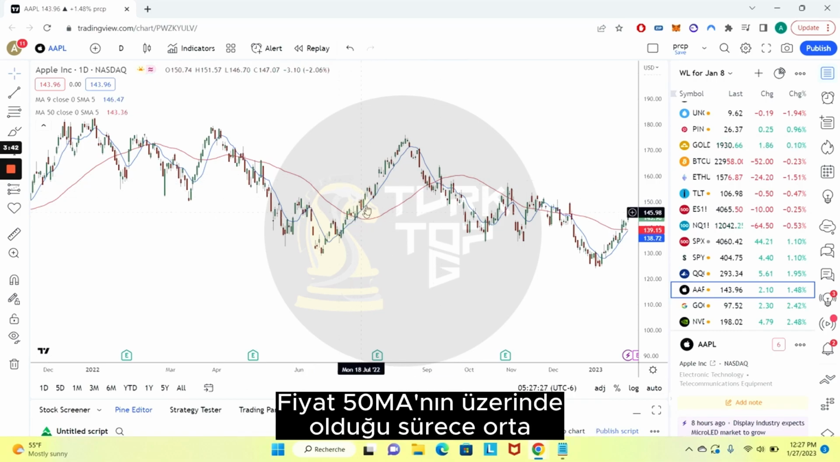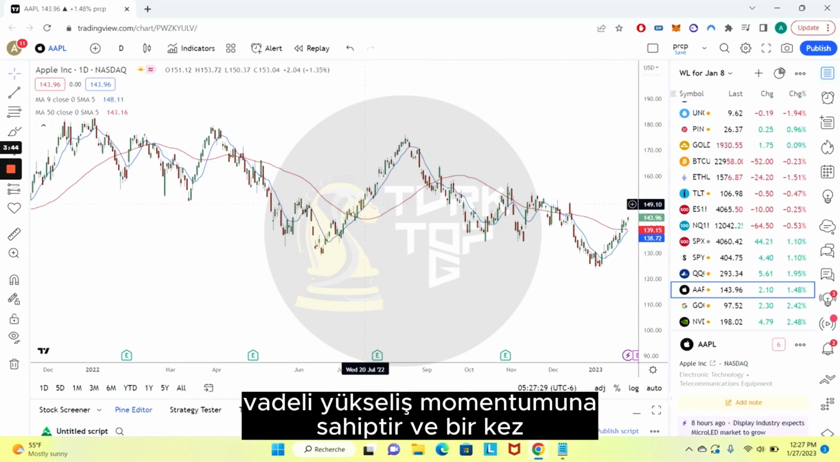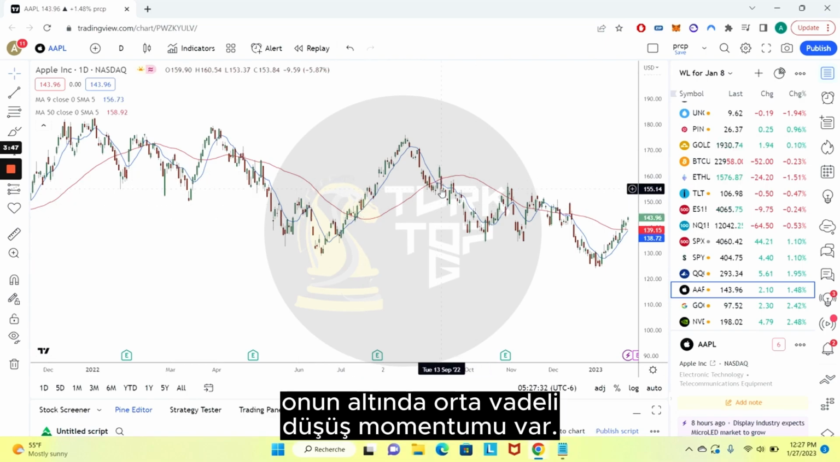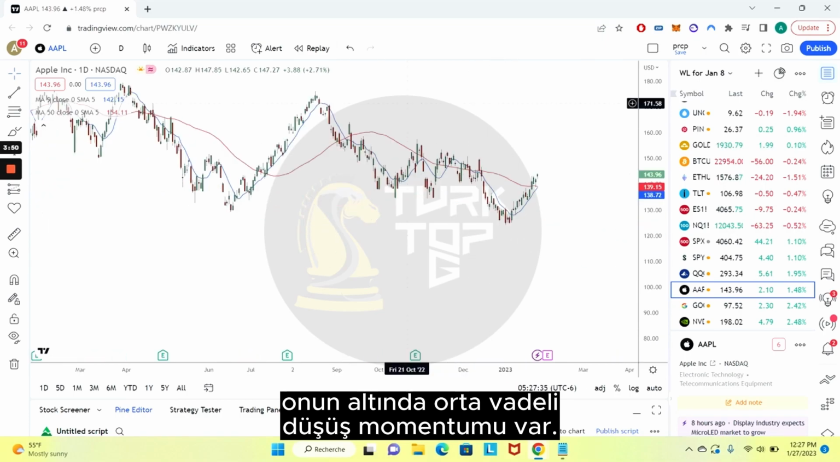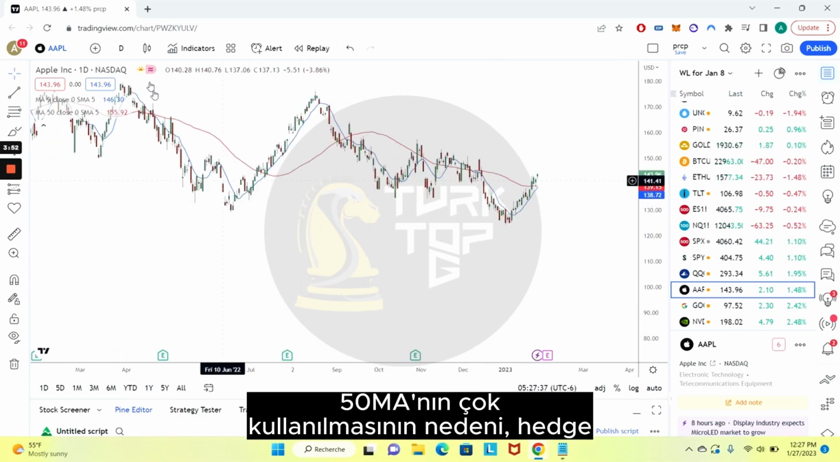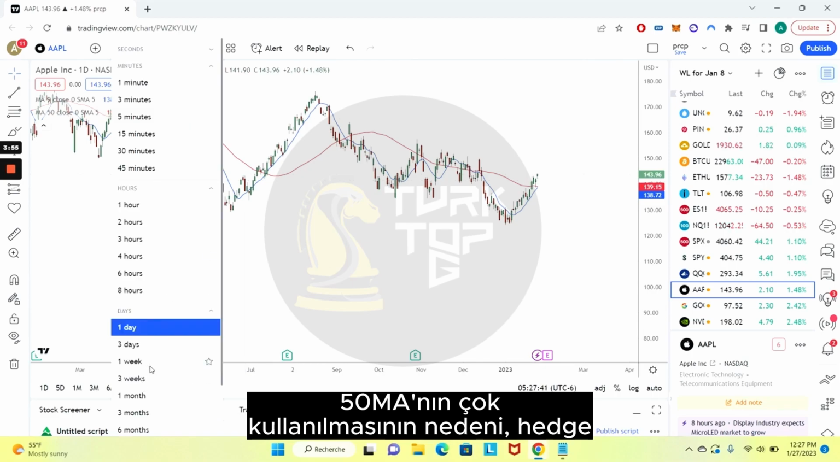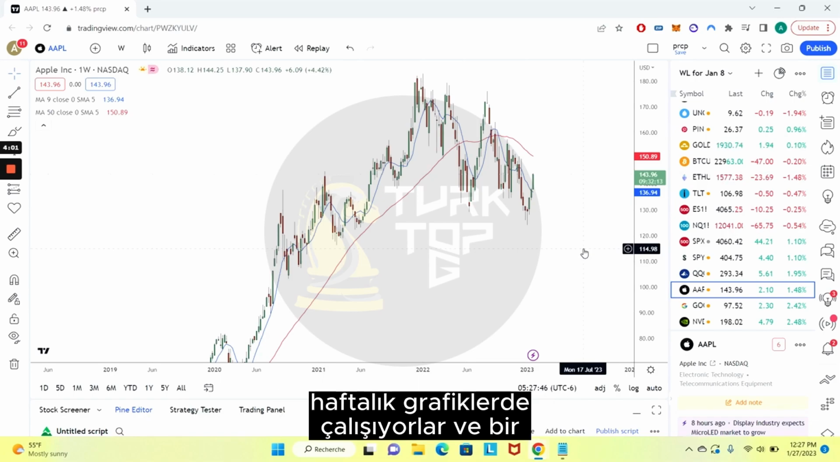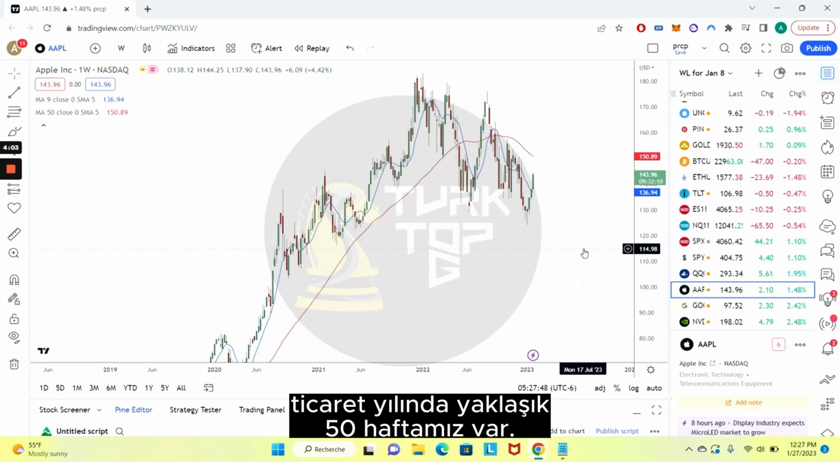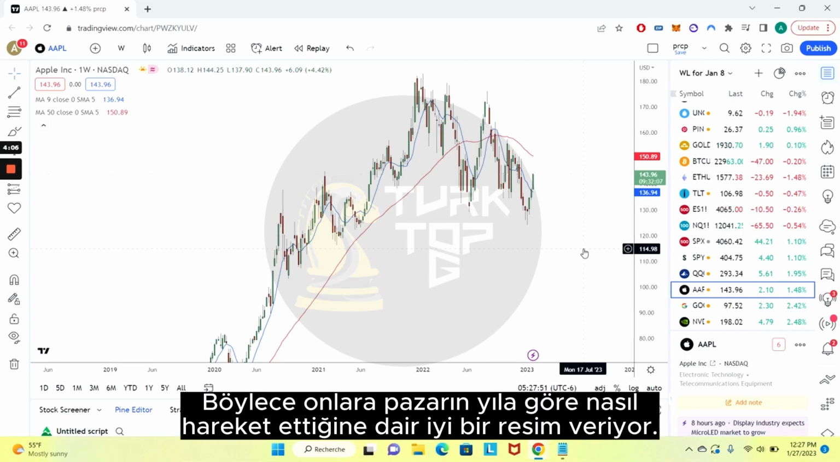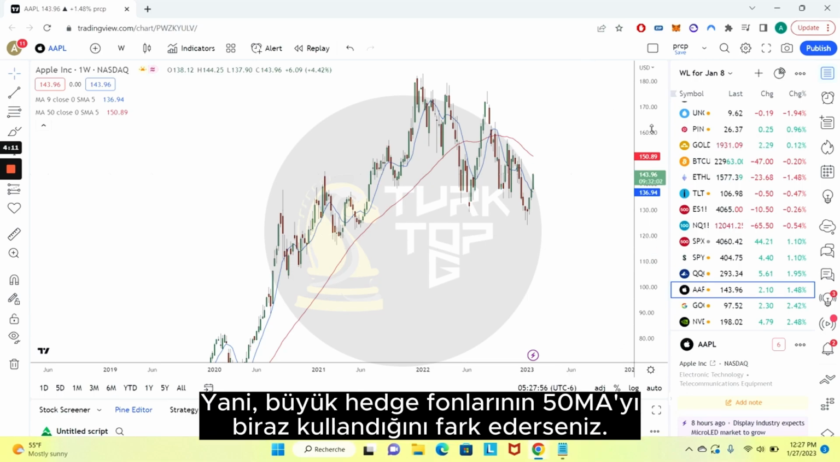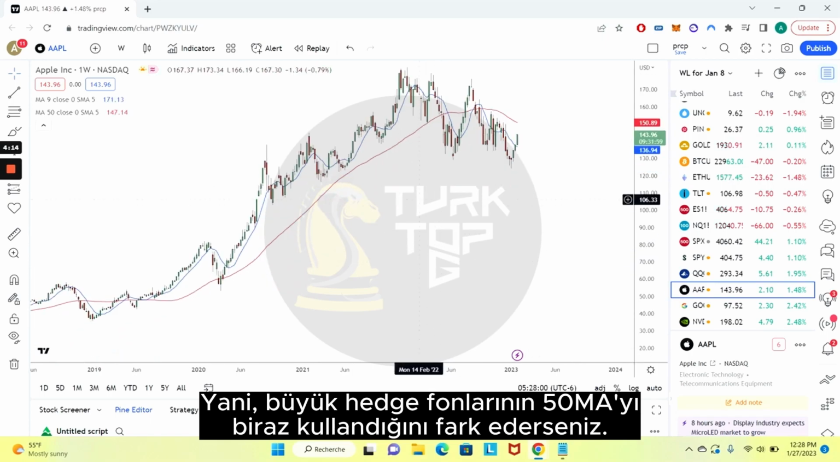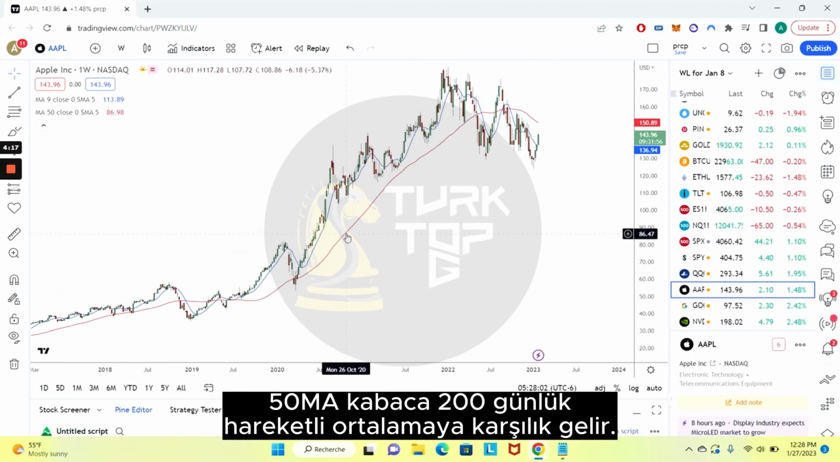So as long as price is above the 50MA, it has medium-term bullish momentum. And once it's below it, it has medium-term bearish momentum. The reason the 50MA is used a lot is because most of the hedge funds work on larger time frames, they work on the weekly charts, and we have around 50 weeks in a trading year. So it gives them a good picture of how the market is moving with respect to the year. If you guys notice, large hedge funds use the 50MA quite a bit. The 50MA corresponds roughly to the 200-day moving average.